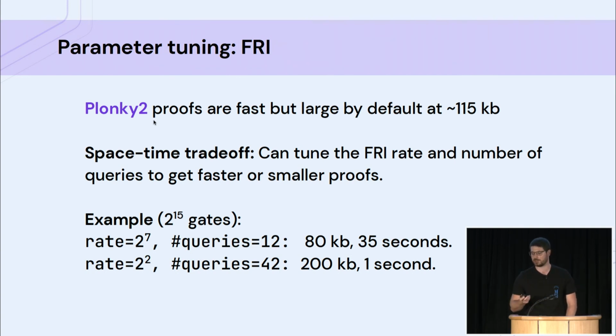And using recursion, you don't actually have to choose. You can compound the benefits. If you have an intensive task to prove, you can prove it using a small rate, so the proving time will be much better. And then you can recursively verify this proof using a high rate to get a smaller proof in the end.